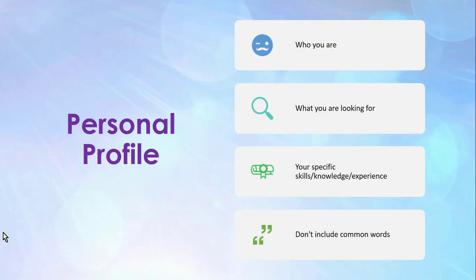Your specific skills, knowledge and experience. And in this, try not to include common words. Many people in their personal profiles include things like that they're trustworthy, that they're hardworking, etc. But that doesn't make you stand out because these are so commonly included. So think about what skills, what knowledge and what experience is specific to you. And that's what you include in your personal profile. And remember that your personal profile should only be a couple of sentences.